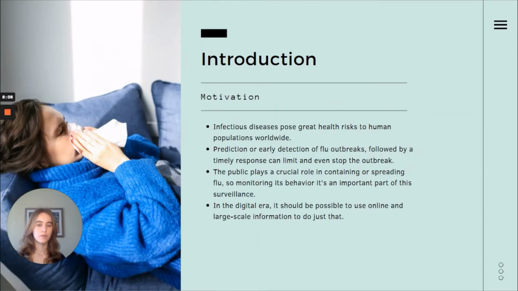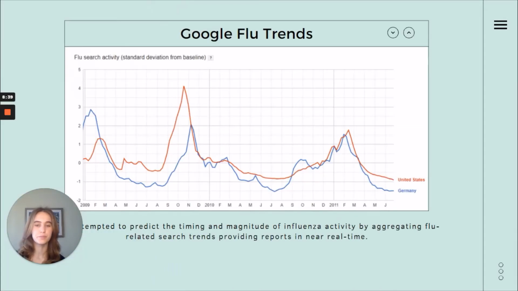So, when you look at the motivation, we see that infectious diseases pose a big risk to human populations all over the world. So it's very important for us to try to predict or detect outbreaks as early as possible, so we can either limit or even stop them. The public plays a very crucial role in spreading the diseases, so it's very important to monitor their behavior as part of any surveillance system. In this digital era, that should be fairly simple because we have access to a lot of information.